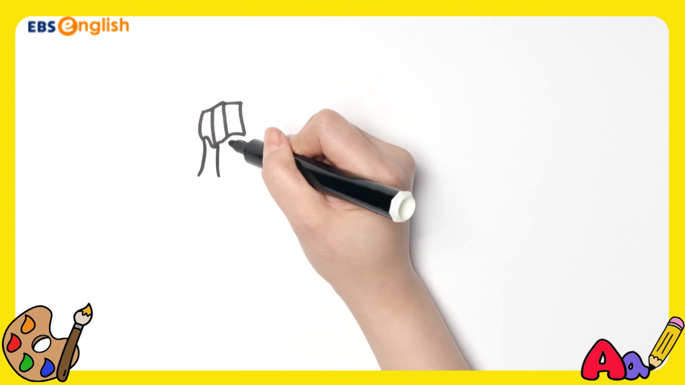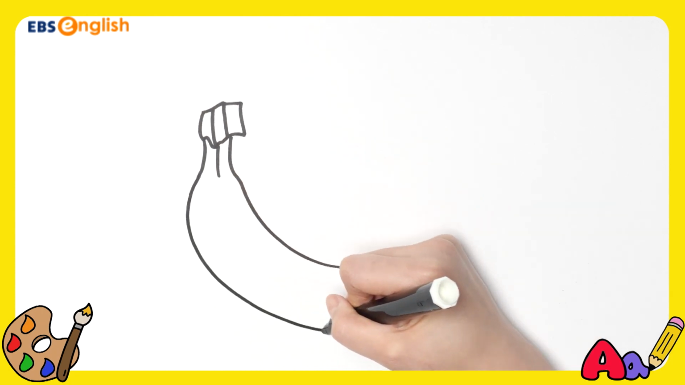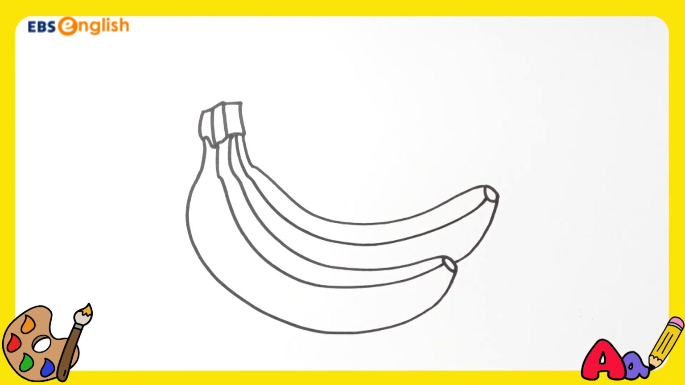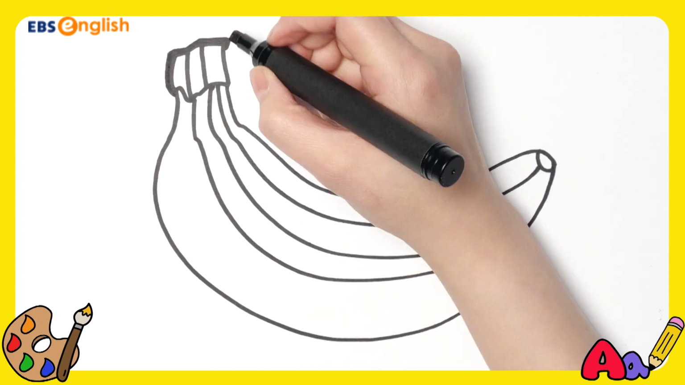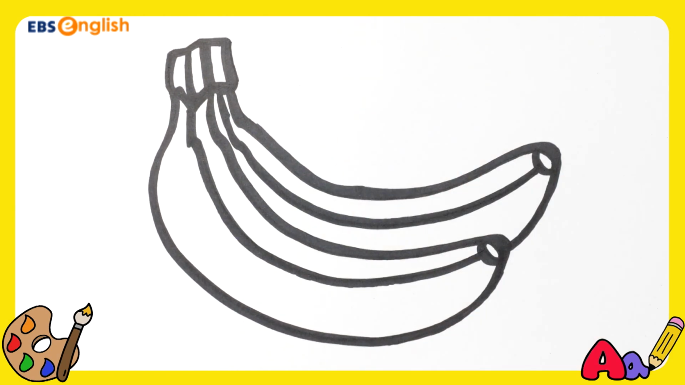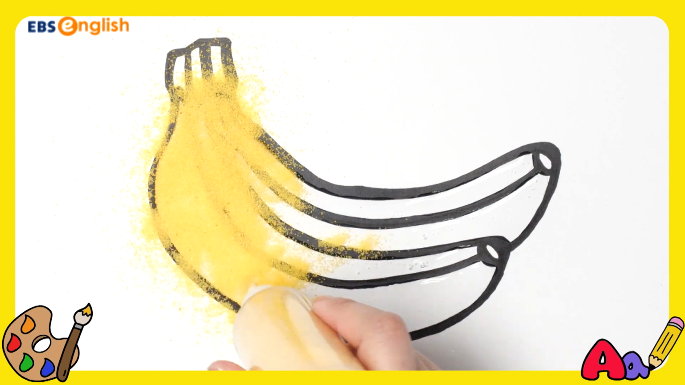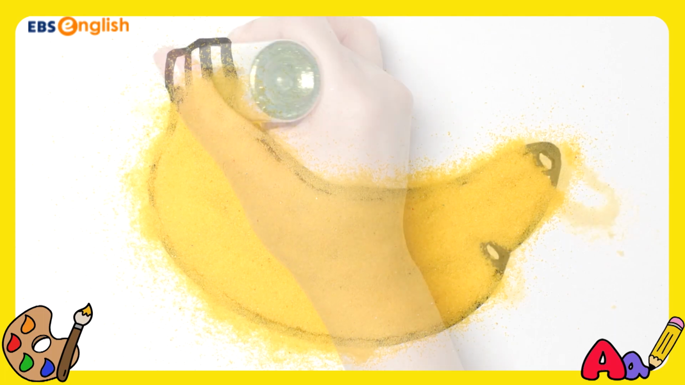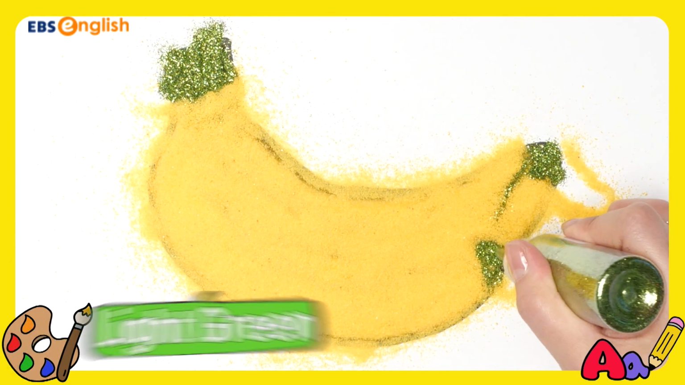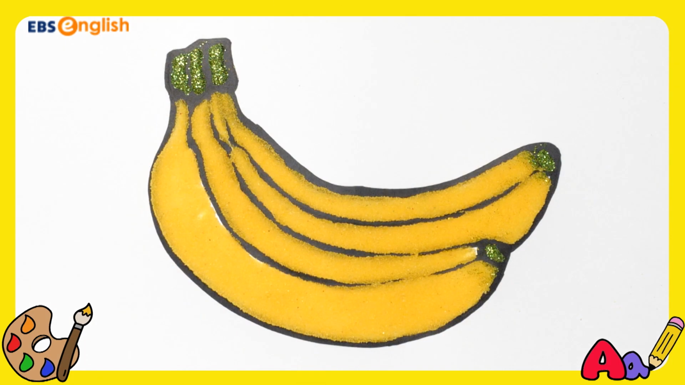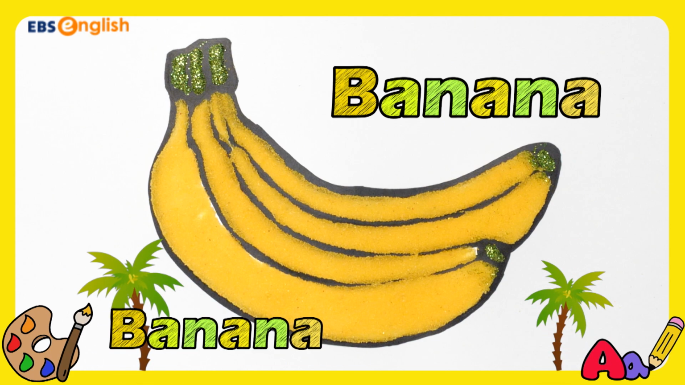What are you drawing? This is a banana. This banana has yellow. Yellow. This banana has light green. Light green. I think this banana has yellow. Banana, banana.